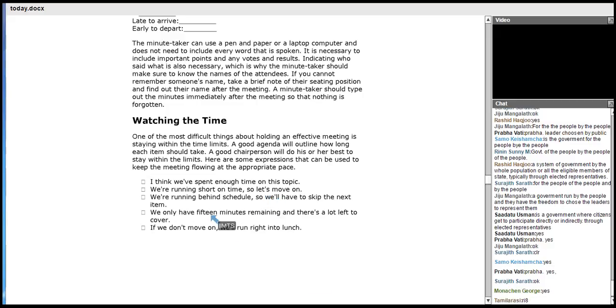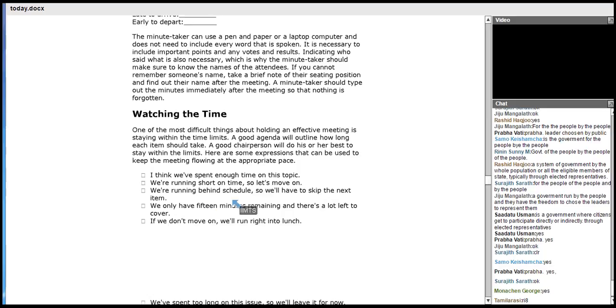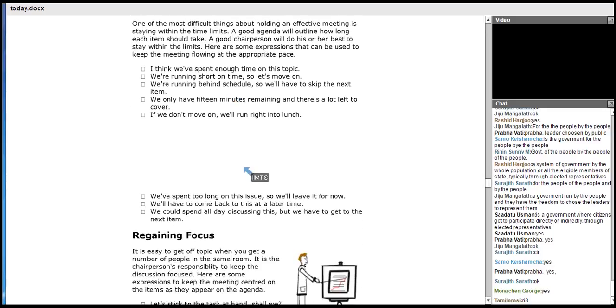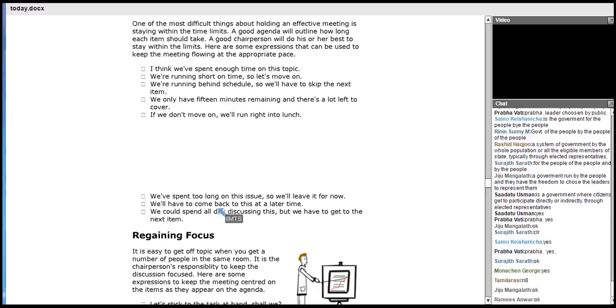Time, so let's move on. We are running behind schedule, so we will have to skip to the next item. We only have 15 minutes remaining and there is a lot left to cover. If we do not move on, we will run right into lunch. We have spent too long on this issue, so we will leave it for now. We can come back to this at a later time.